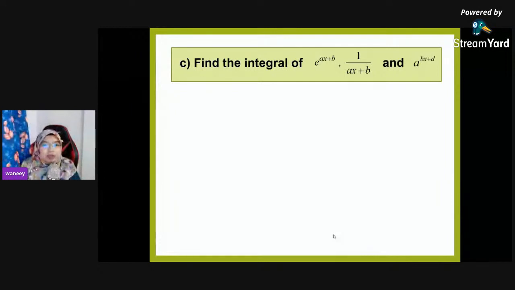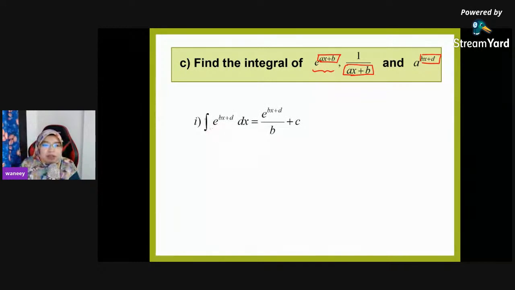Okay, so the first one, we got an exponential. So e to the power of ax plus b. Again, I remind you, the power for this should be linear. 1 over ax plus b. Again, in our denominator, I only have a linear. A to the power of bx plus d. Again, that is always a linear. So always remember, these are the very basic rule of integration. So those are always for a linear function.